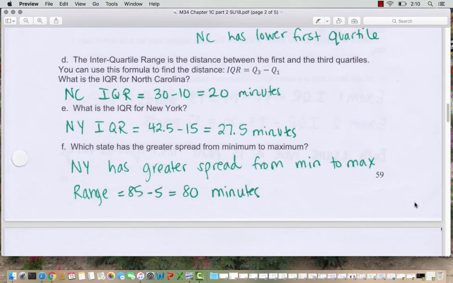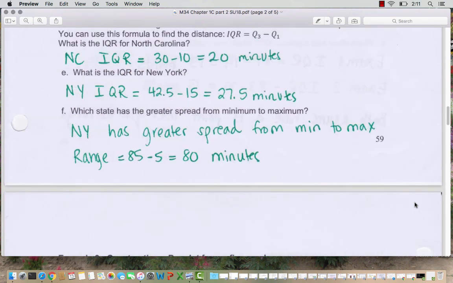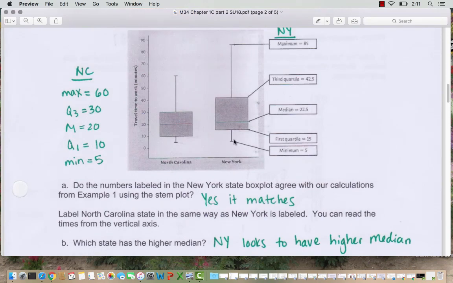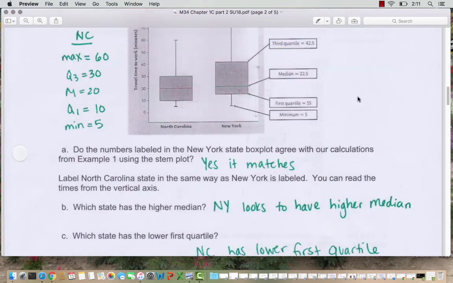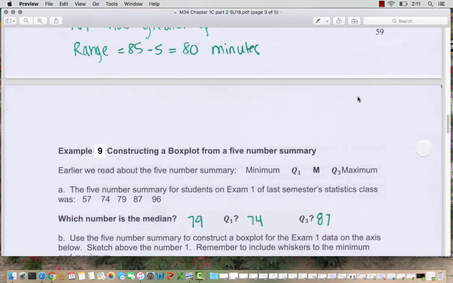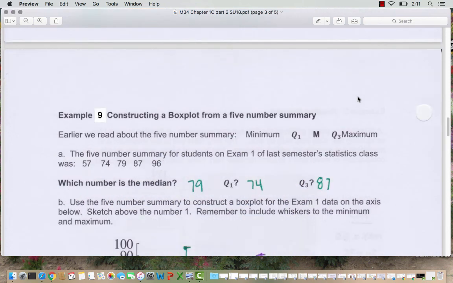So we say New York has greater spread. From the min to the max, the range here is 85 minus 5, or 80 minutes. So the range is the distance from the max to the min, so you can say max minus min, or you can think about it as going from the minimum value here up to the maximum value here. Range is one way that we measure spread. We'll see later on this semester, we can also measure spread by how much the graph is stretched or compressed.